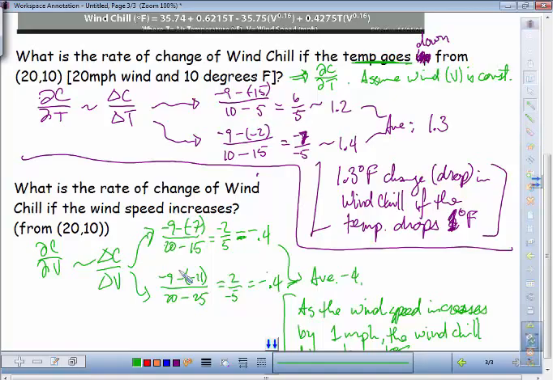Okay? So those are the rates of change. Any questions?